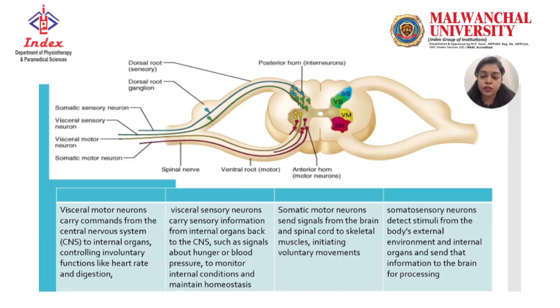Now if we talk about the visceral motor neurons, which is this, the first one, this is visceral motor neuron, this yellow color. This carries the information from the central nervous system to internal organs, that is controlling involuntary functions like heart rate and digestion. So what is the main function of visceral motor neuron?